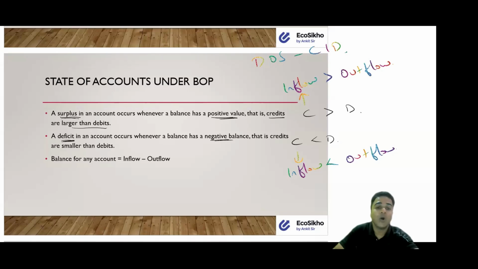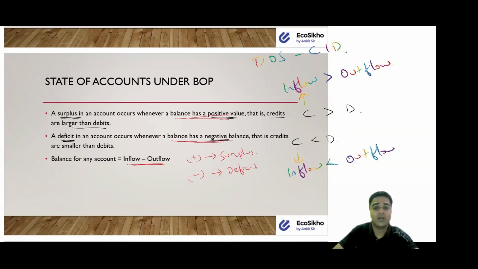And if you are confused, sir, how do you say that? What do you mean by a negative balance? A positive balance? So the balance for any account can be found out using inflow minus outflow. For each of the three accounts, that is the current account, capital account, and financial account, you can find out the balance. If the balance comes out to be a positive one, that is, your inflow is more and your outflow is less, you call that account a surplus account. And if the balance comes out to be a negative one, which indicates your inflow is less and your outflow is more, it indicates that the account we are talking about is a deficit account.